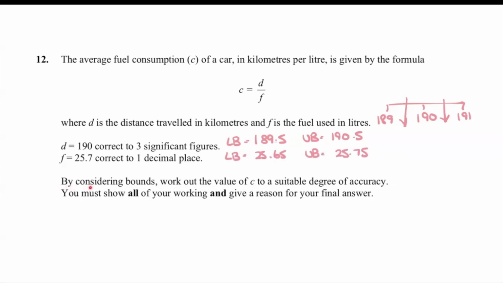Now it says by considering bounds. When you read that, it means that you will have to do every possible combination so that you can then look and compare all 4 of those results. So that's what we're going to do. Set them all up, pop them in the calculator and get our results.